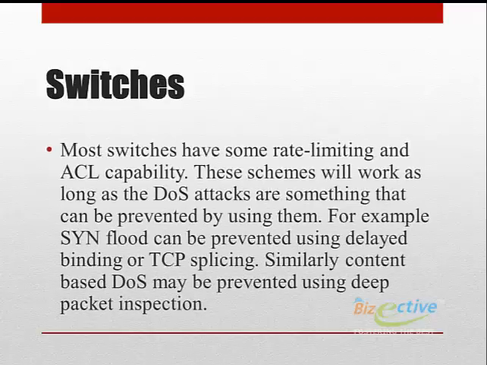Switches. Most switches have some rate limiting and ACL capacity. These schemes will work as long as the DOS attack is something that can be prevented using them. For example, a SYN flood can be prevented using delayed binding or TCP splicing. Similarly, content-based DOS attacks may be prevented using deep packet inspection. That means you can configure your network switches to prevent such attacks.